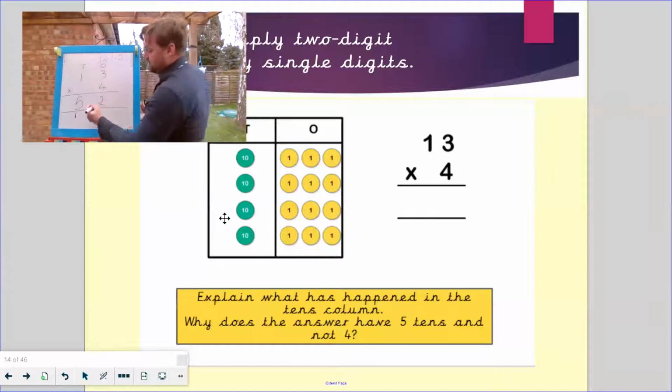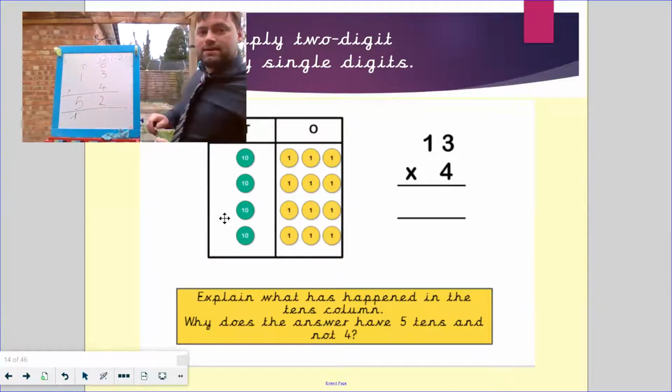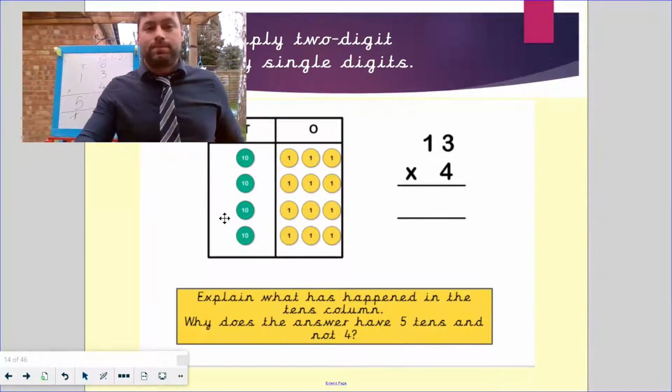And you can see here we have done 3 times 4 to give us 12. Then we've done 1 times 4 to give us 4, then we've added the 1 here to give us 5, 50. So our answer is 52.